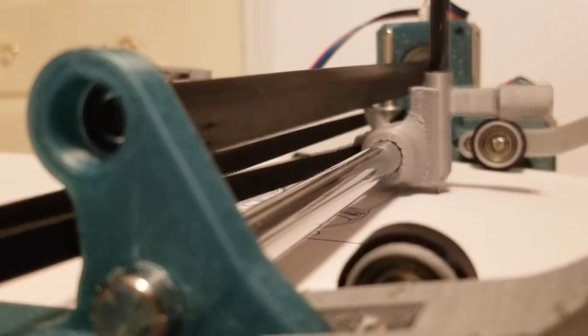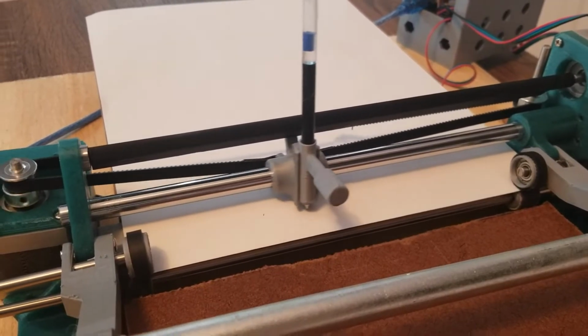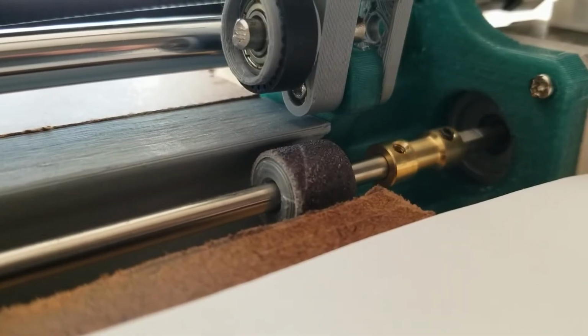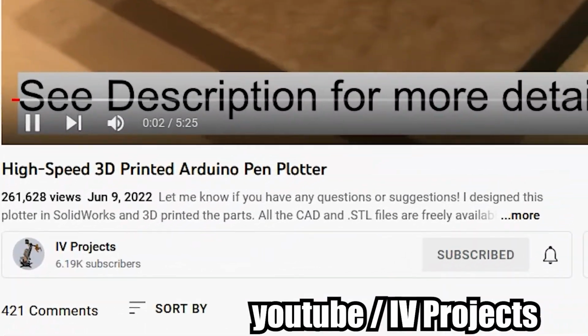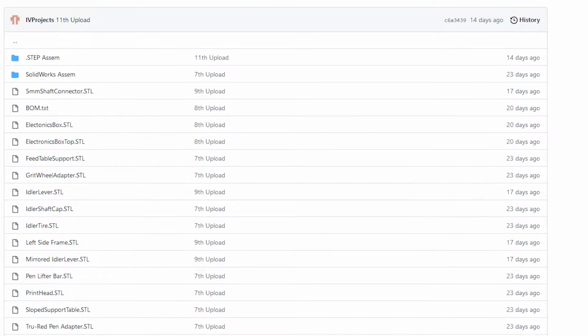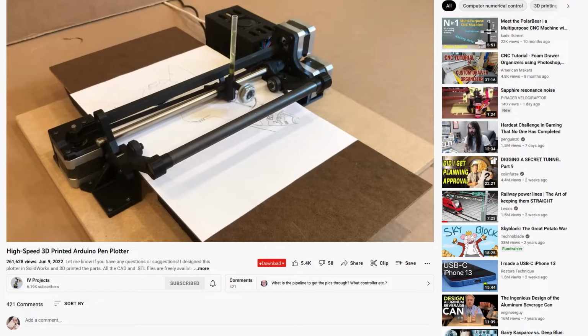This mechanism picks up the pen, a motor moves the pen left and right, and the sandpaper roller moves the paper back and forth. This plotter was designed by Ivy Projects. He has a GitHub with all the STL files you need to 3D print the machine. I'll put a link to his channel and GitHub in the description.